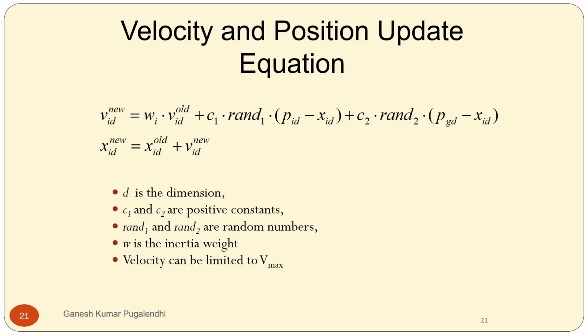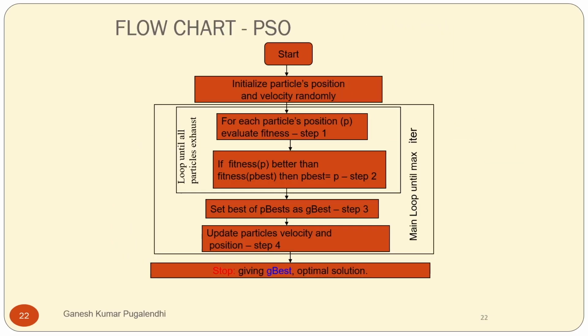So based on this behavior, two equations have been introduced. New velocity is equal to weight into old velocity plus C1 into random PID XID, C2 into random PIGD XID, and the new position is equal to old position plus velocity. So these are the two fundamental equations that you should use.